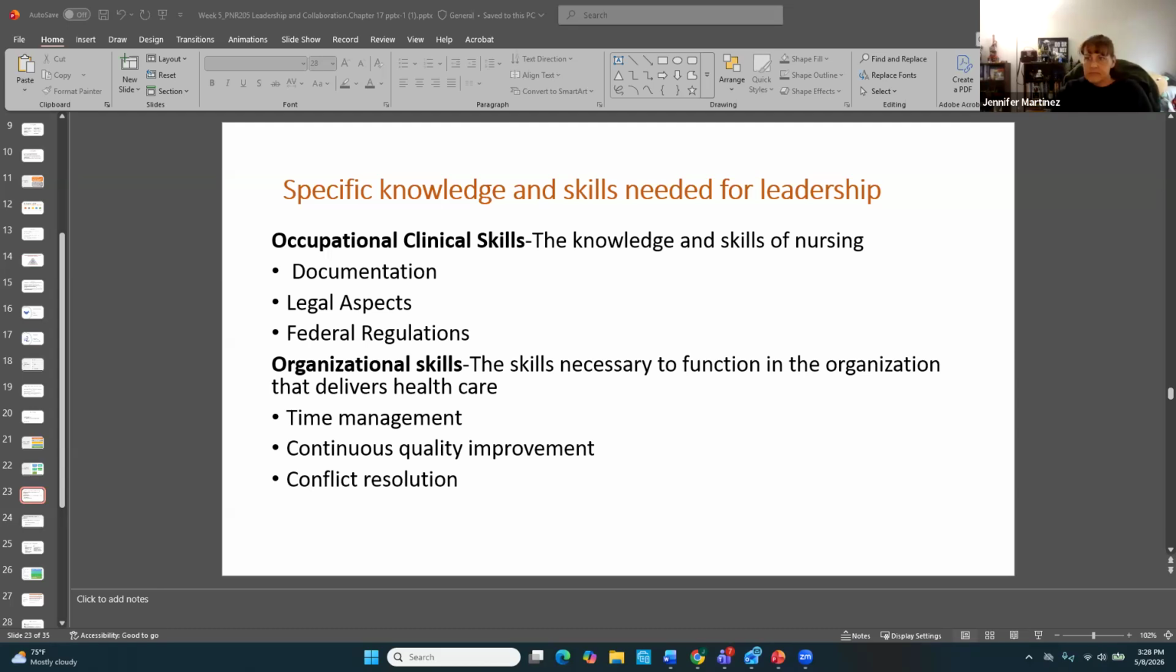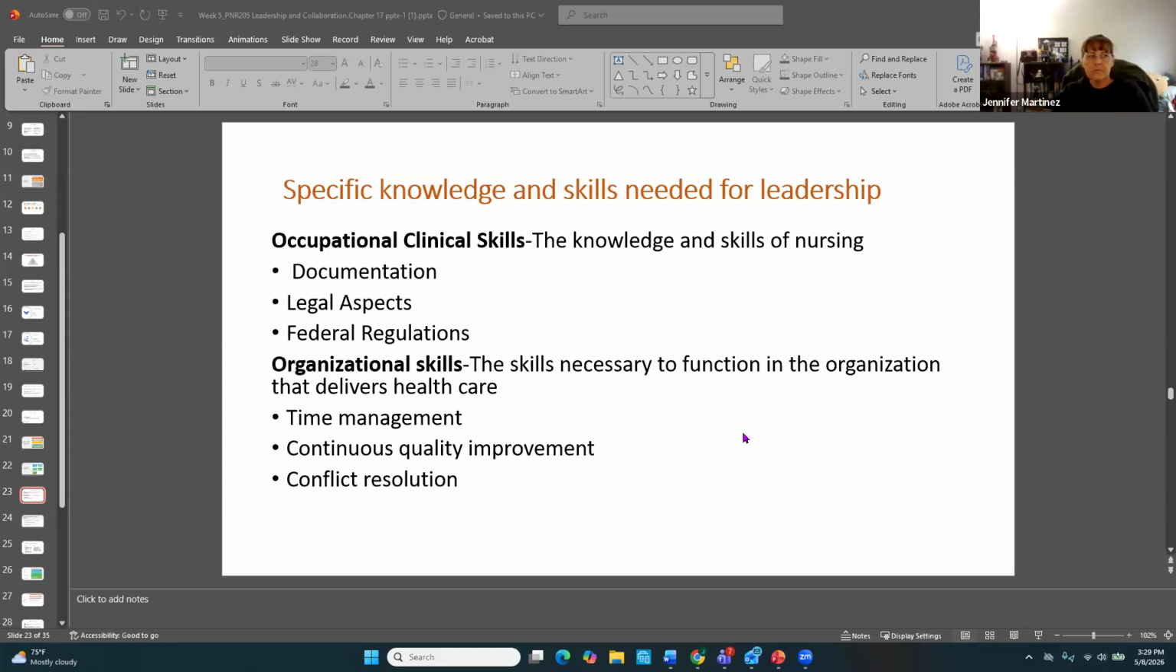So let's say you had 5 falls on the unit this week. The CQI committee is going to get together and review the incident reports from those 5 falls and see if there is a common denominator within them. Or maybe there's not, but that team is going to look at it to see what we can do better to prevent falls from occurring.